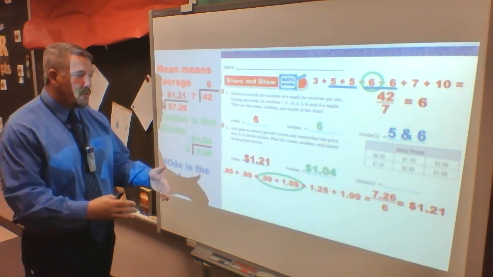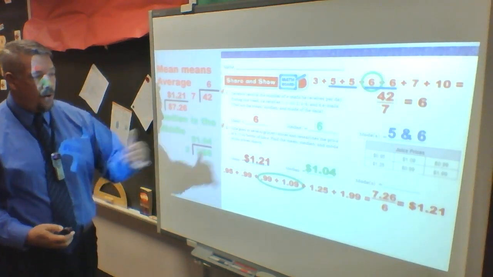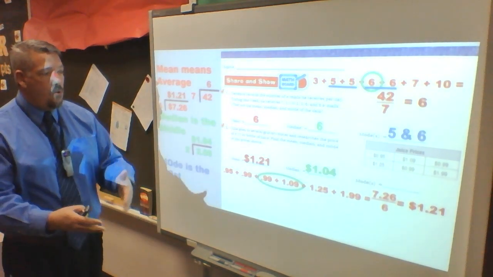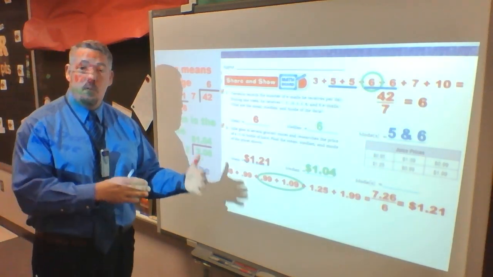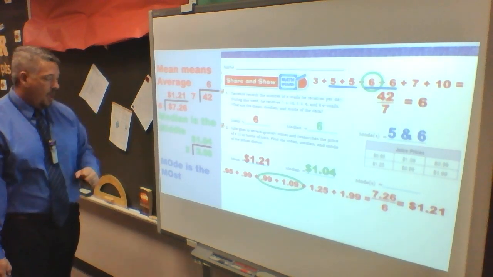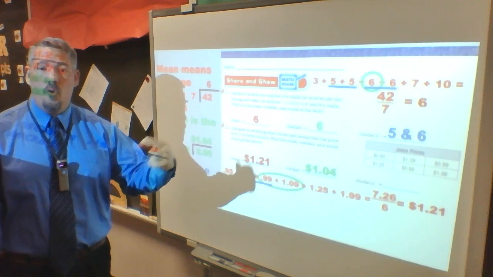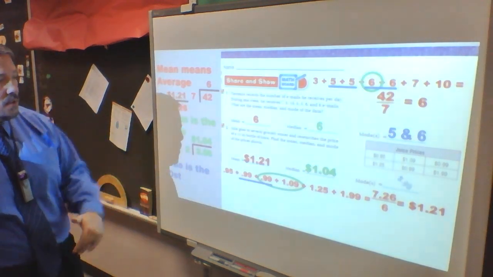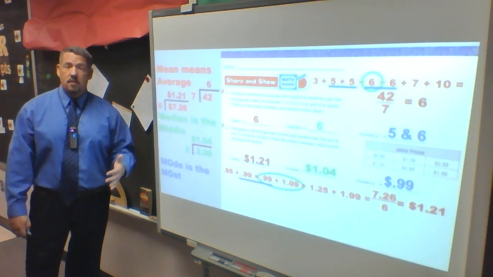So $1.04 is going to be my median of all the prices that she found. And then my mode, I look for one that's repeated more than once, and I look for the one that's repeated the most often, because mode is the same thing as most. And when I find that there's only one that's repeated more than one time, and that's 99 cents, then I know that my mode is indeed 99 cents.